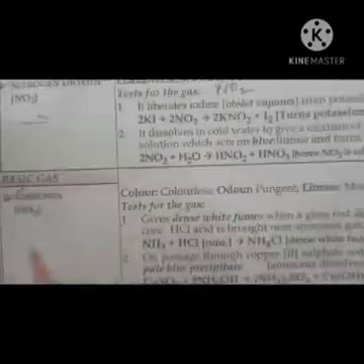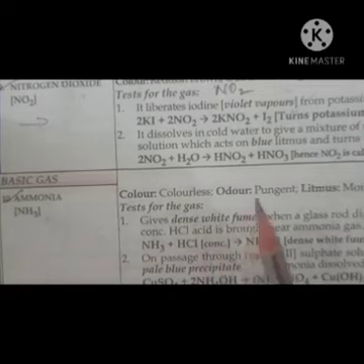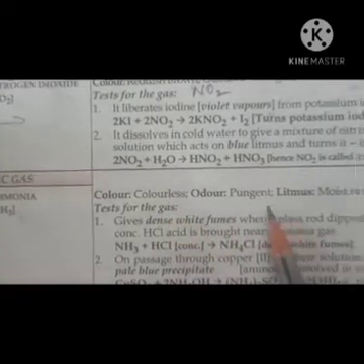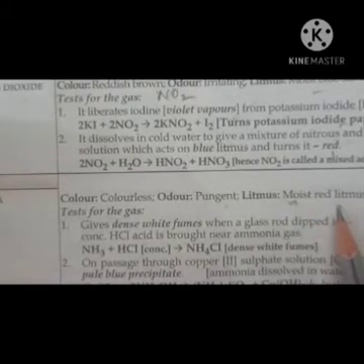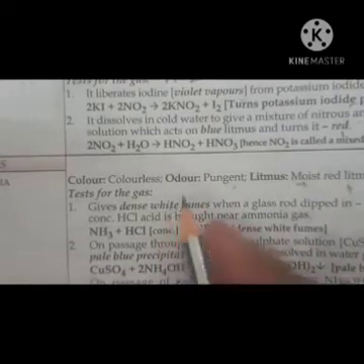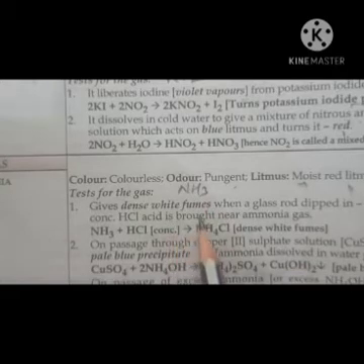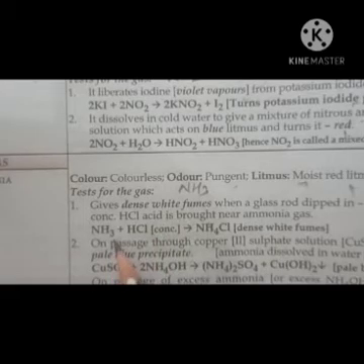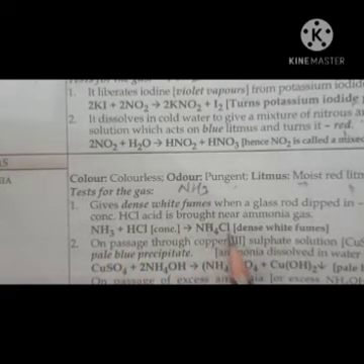Right, now next is ammonia, the next gas, which is basic in nature, and this is the only gas which is basic in nature. It is colorless, with a pungent odor, and turns red litmus to blue because it is basic in nature. The first test for ammonia is when you bring a rod dipped in hydrochloric acid near ammonia gas, it will give dense white fumes of ammonium chloride.